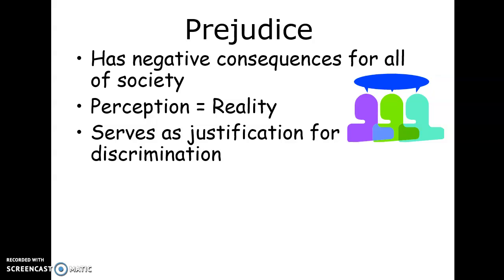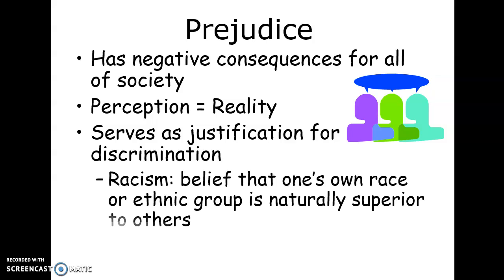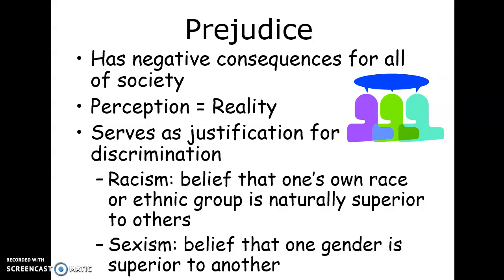So if I want to believe that everyone who wears glasses is smart and a nerd, then I will only concentrate on behaviors for those individuals that wear glasses that solidify my belief that they're smart and nerdy. For the record, I do not believe that everyone who wears glasses is smart and nerdy. So anyway, when we think less of individuals, it makes it easier for us to justify treating them poorly. Two extreme forms of prejudice are, of course, racism, which is the belief that one's own race or ethnic group is naturally superior to others, and sexism, which is the belief that one gender is naturally superior to another.